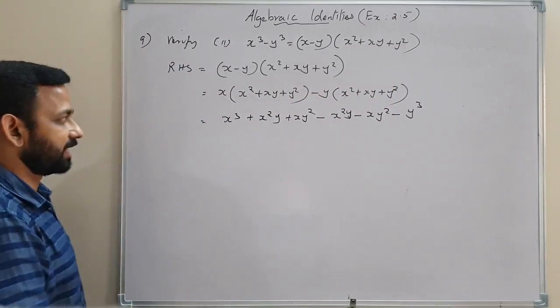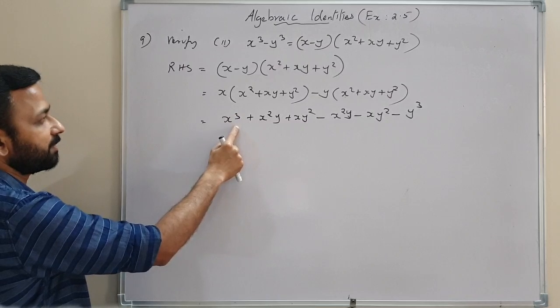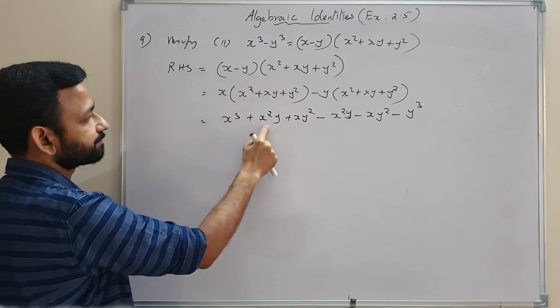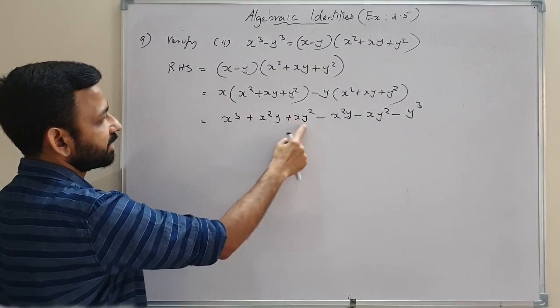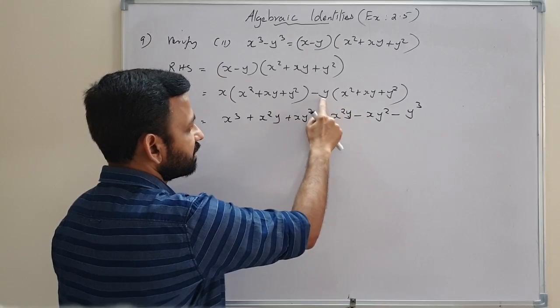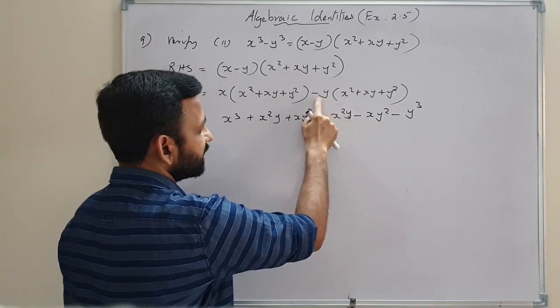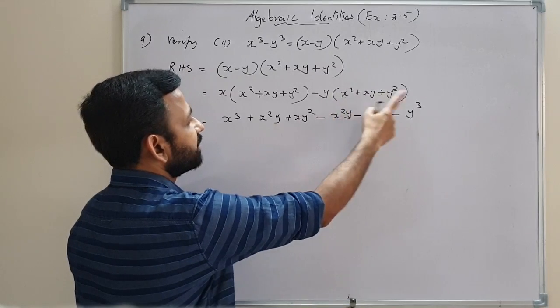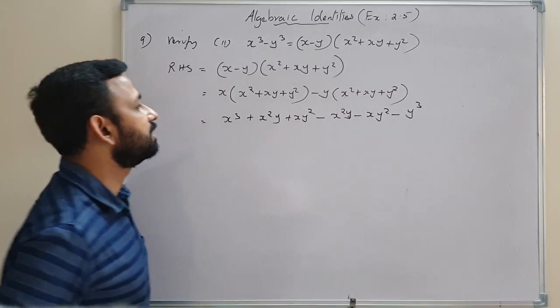Now we can open the term. x into x square, that is x cube, x into xy, that is x square y, then x into y square, then minus y into x square, that is minus x square y, minus y into xy, that is minus xy square, minus y into y square, that is minus y cube.